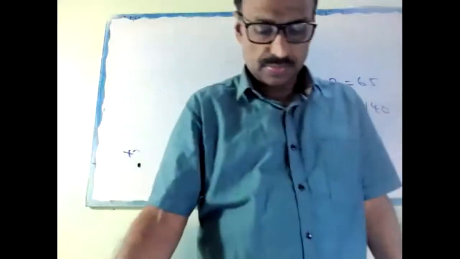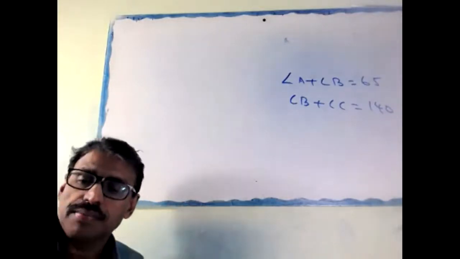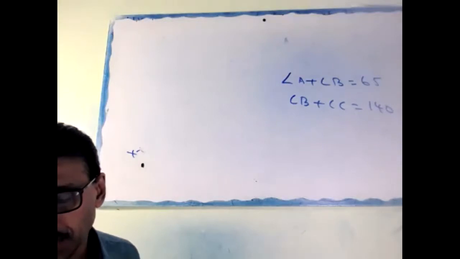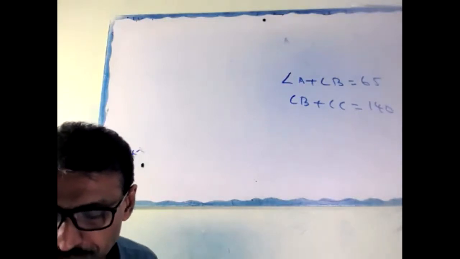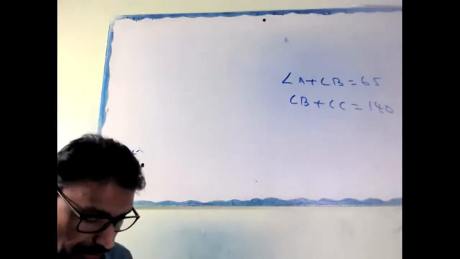Okay. Getting now? I'm doing only easy questions today. Okay. B equal to 25, C equal to 115. Okay. C equal to 115.